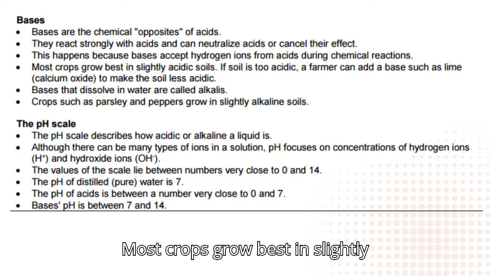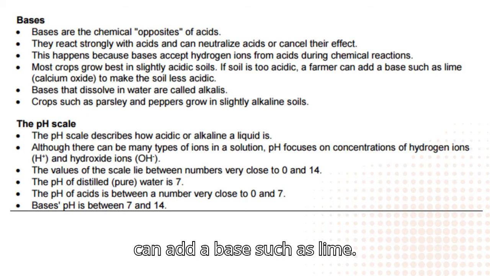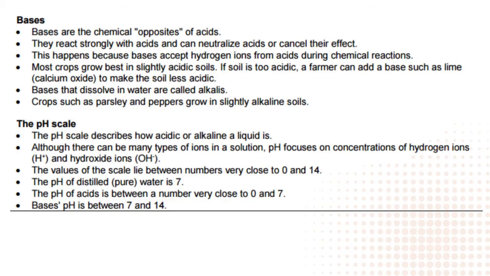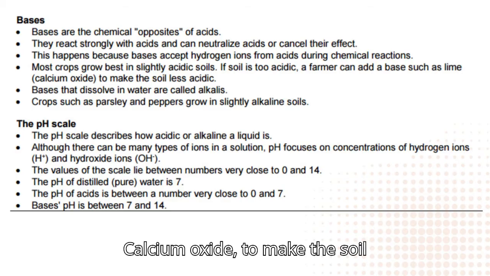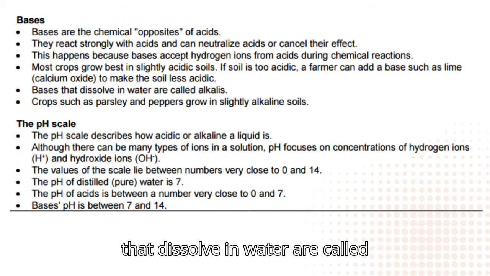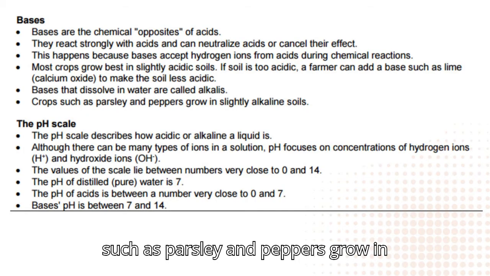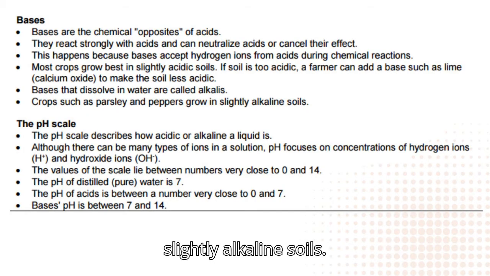Most crops grow best in slightly acidic soils. If soil is too acidic, a farmer can add a base such as lime, calcium oxide, to make the soil less acidic. Bases that dissolve in water are called alkalis. Crops such as parsley and peppers grow in slightly alkaline soils.